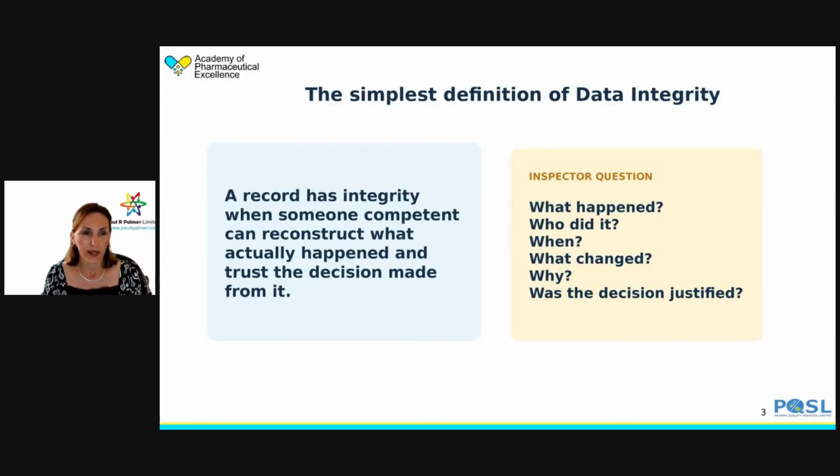Notice here that this definition also covers the unintentional weaknesses, because data integrity is not only about fraud. A poorly designed form, an overloaded workflow, shared credentials, weak access rights, or a reviewer who can see only a PDF can make a record unreliable, even when no one intended to conceal anything.